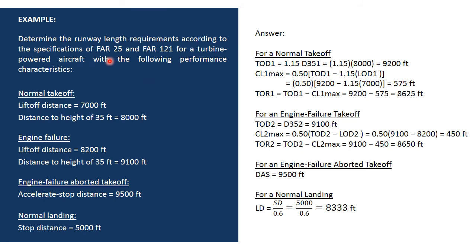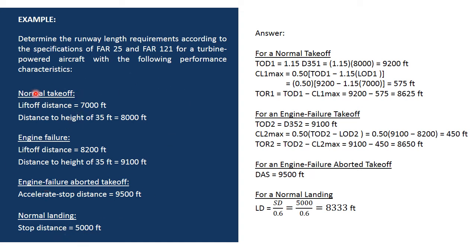Now is for the example. Please determine the runway length requirements according to the specifications of FAR 25 and FAR 121 for a turbine-powered aircraft with the following performance characteristics. Because this is for a turbine-powered aircraft, there are three cases: normal takeoff, engine failure, and normal landing. So this is the data given.